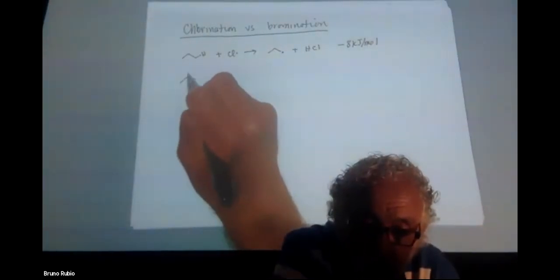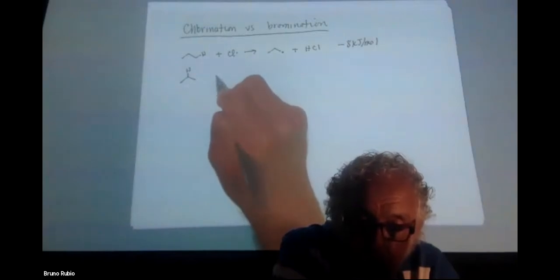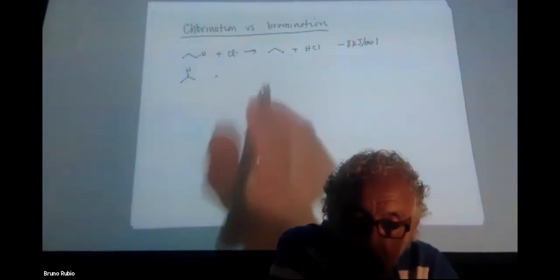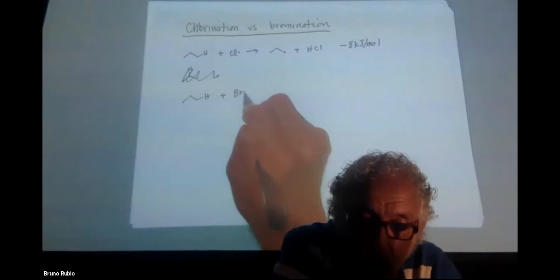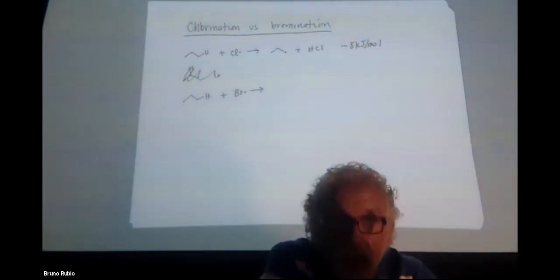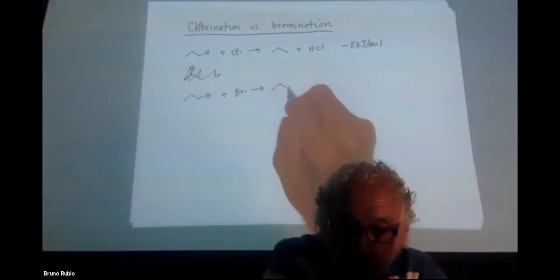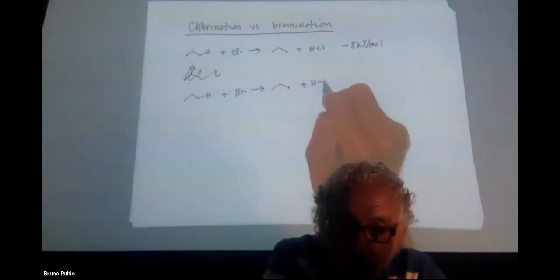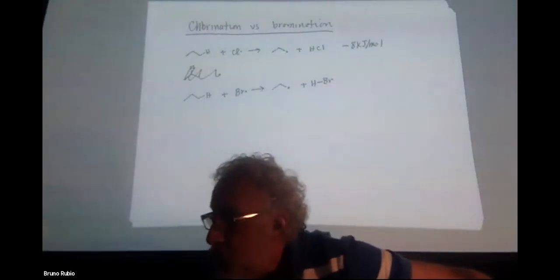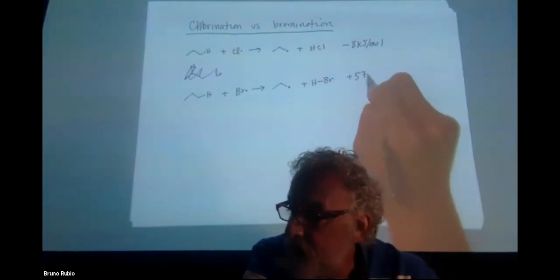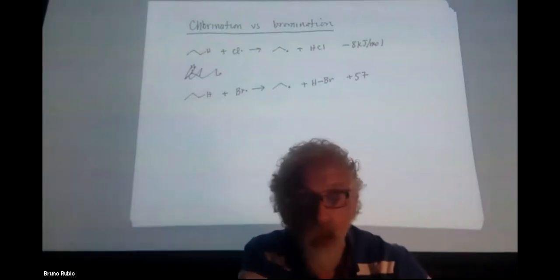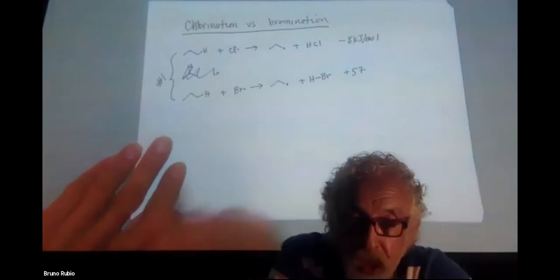Okay, we also had this step. Now, if we used Br2 instead of Cl2, the first propagation step would be the same, except here we're getting HBr instead of HCl. And the delta H of this step would be positive 57 kilojoules per mole, right? So that was propagation step number 1, right?